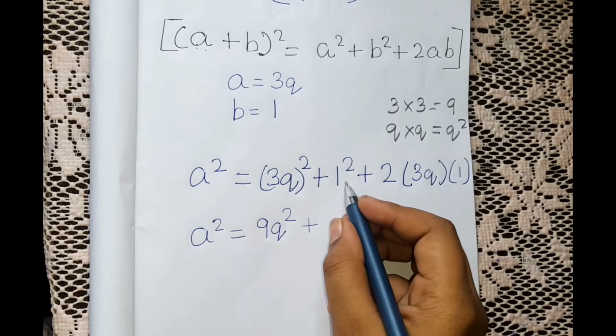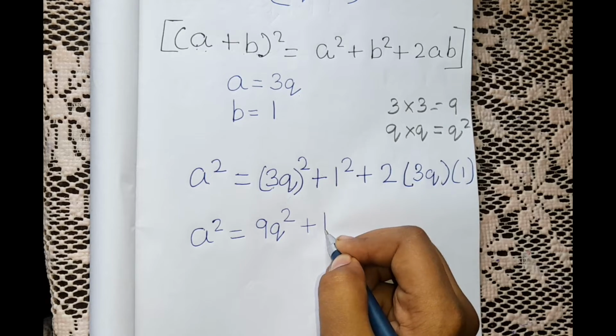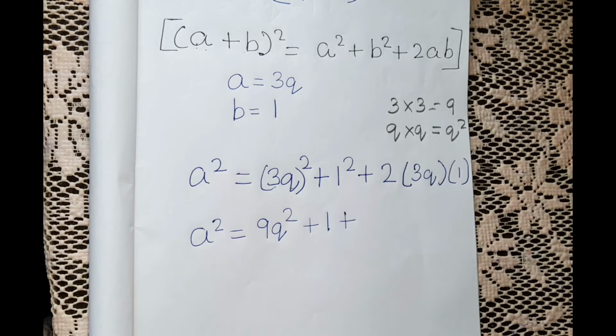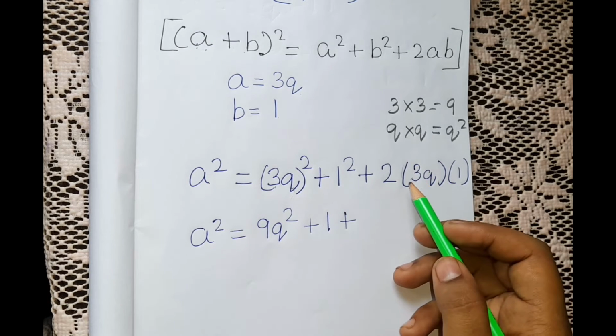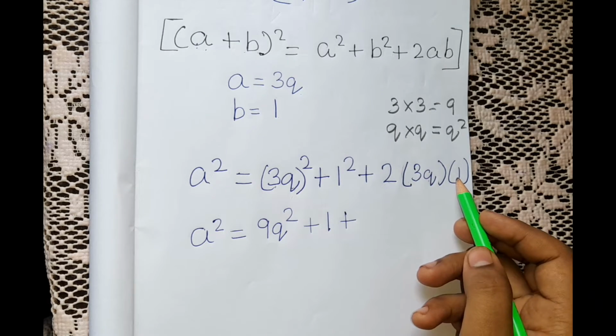Plus 1 square. 1 square means 1 into 1, so we shall write 1. Plus, here it is somewhat tricky. Now I am going to explain it in brief. Here the bracket means into, so in this, 2 into 3q into 1.